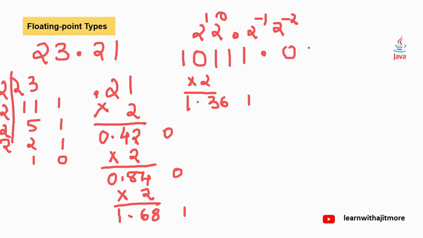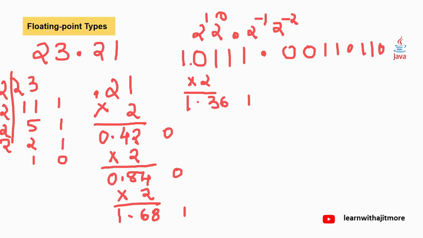Top. 0, 0, 1, 1 and then whatever. I'm just putting 0, 1, 1, 0. Any number can be there. Now this is the converted binary. 23's binary is this and 0.21's binary is this. Now this number you have to normalize. How? Bring this dot to first one.